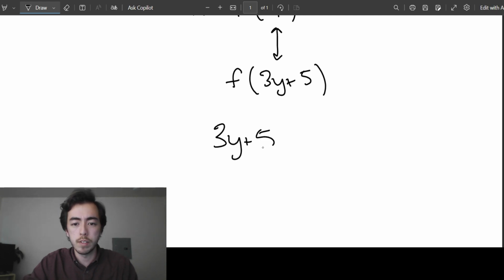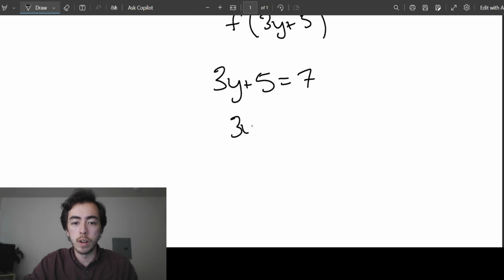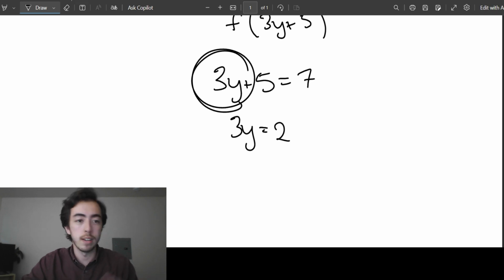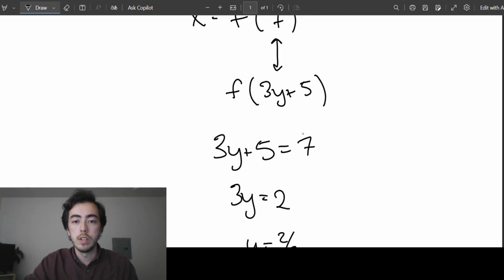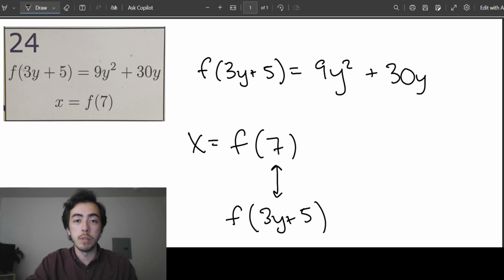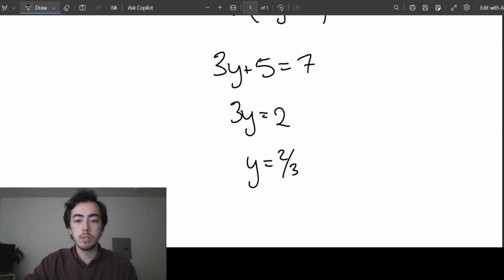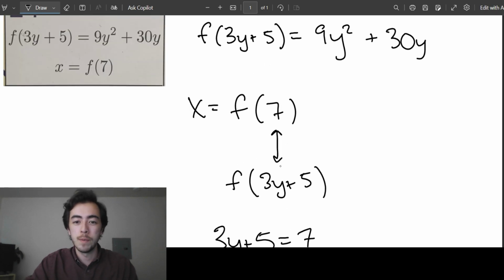3y plus 5 equals 7. That's going to be equal to 7 when 3y is equal to 2. I'm just imagining this being the number 2, and then I get a true equation. And then I could divide both sides by 3, and I get y is equal to 2/3. So if I'm inputting a 7 into my function here, then that must mean that 3y plus 5 is equal to 7, and then that must mean that y is equal to 2/3.